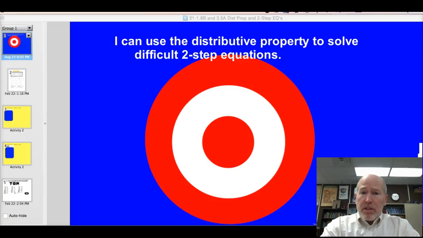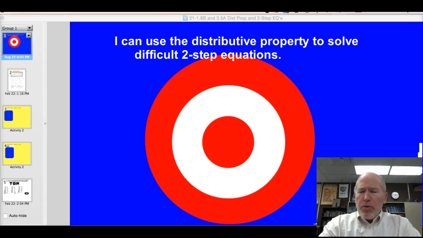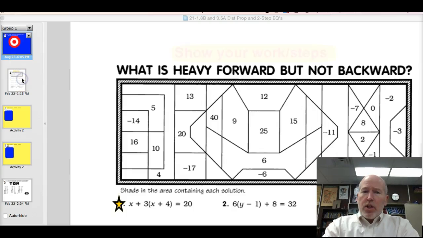Tonight's weekly enrichment assignment is going to have you using the distributive property to solve difficult two-step equations. I'm pretty sure by the end of this you're going to want to throw stuff at me because the problems are hard, but you can do it if you do it step by step. Let's take a look at the assignment.